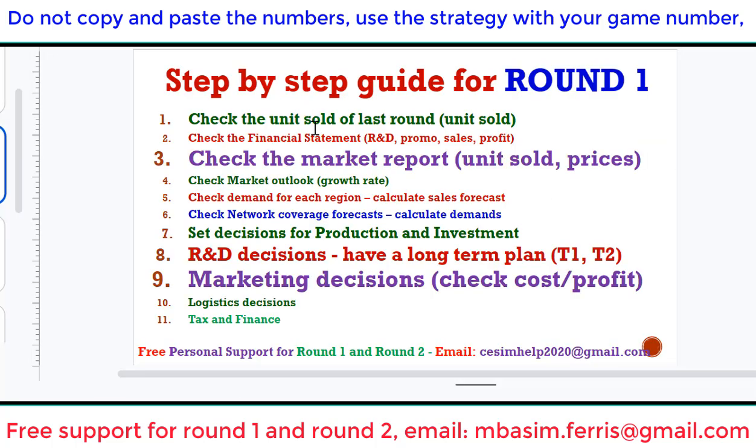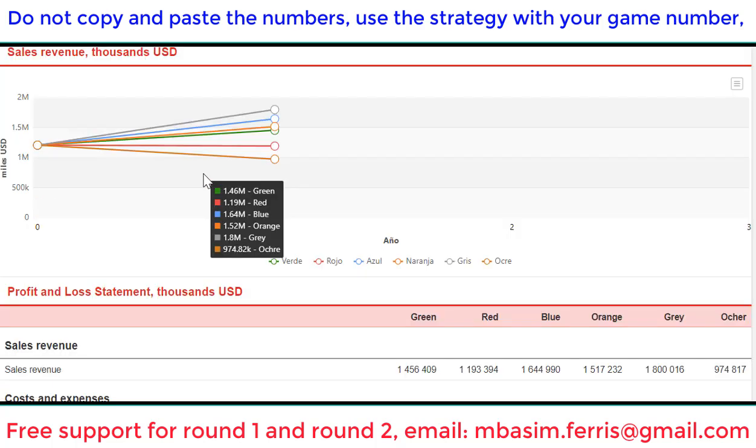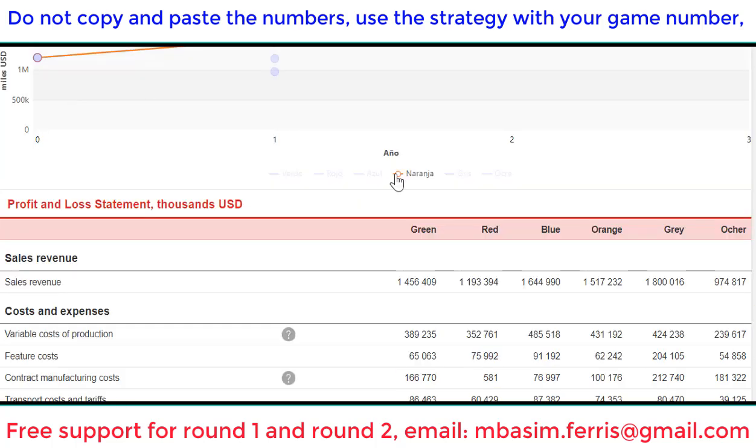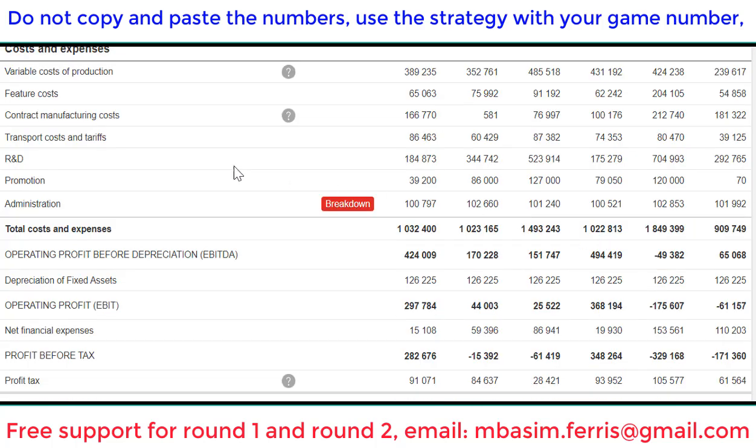And the second tip is to check the financial statement, R&D, promotion, sales, and profit, as I show you now. So you click on the financial statement. You see the total sales here of the company, and also you see the R&D cost and also the promotion. Depends on your strategy.